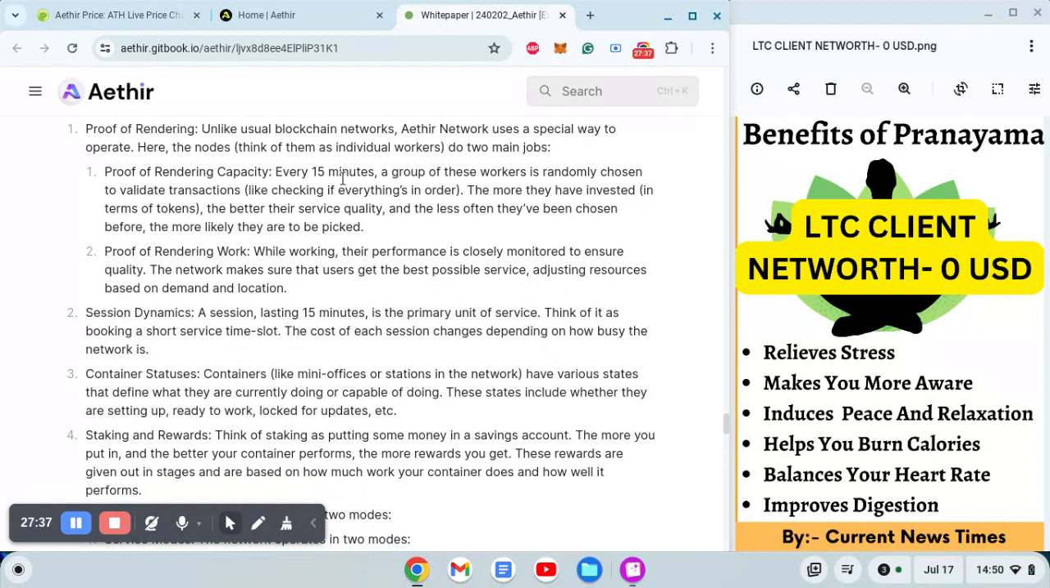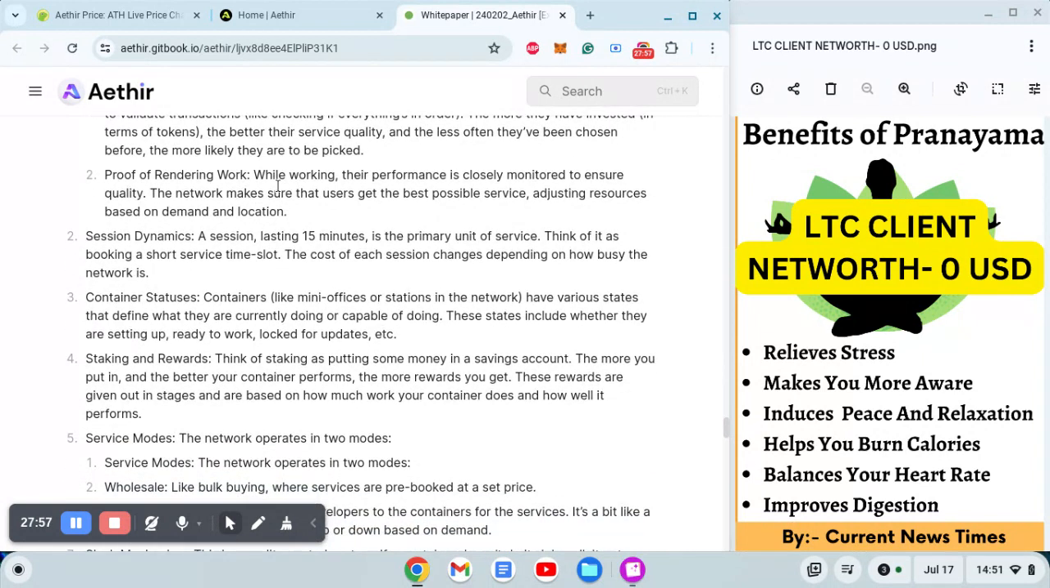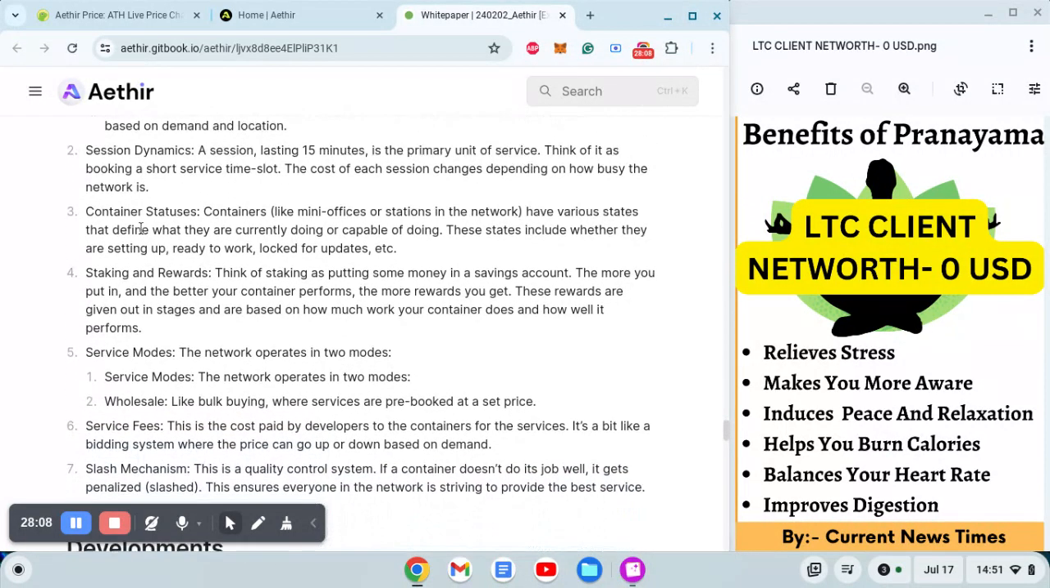Proof of rendering capacity. Every 15 minutes, a group of these workers is randomly chosen to validate transactions. The more they have invested, the better their service quality, and the less often they have been chosen before, the more likely they are to be picked. Proof of rendering work. While working, their performance is closely monitored to ensure quality. The network makes sure that users get the best possible service, adjusting resources based on the demand and location.